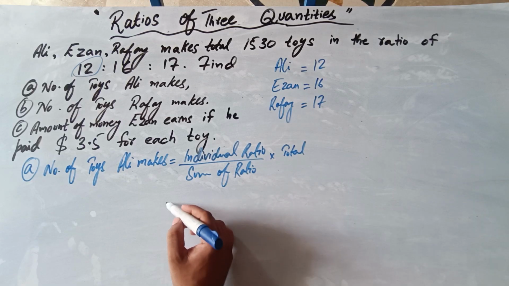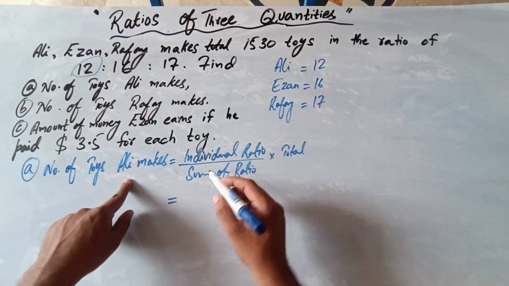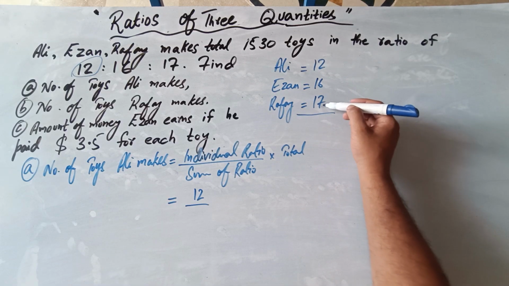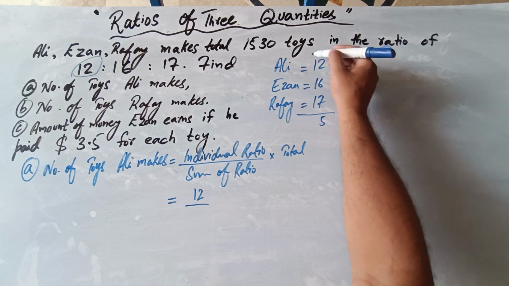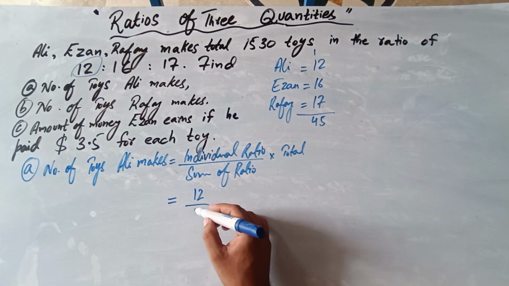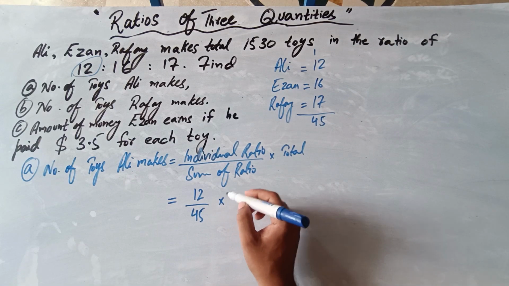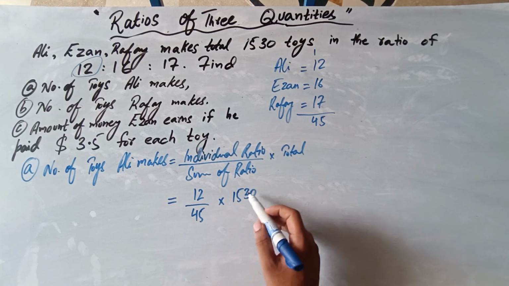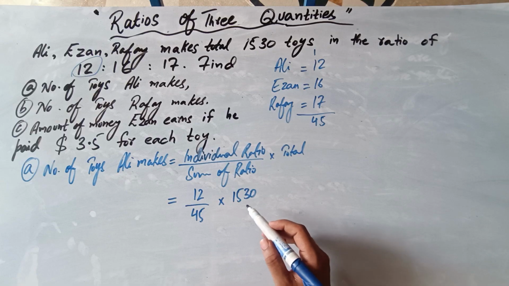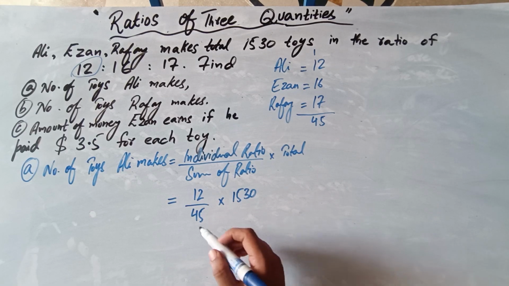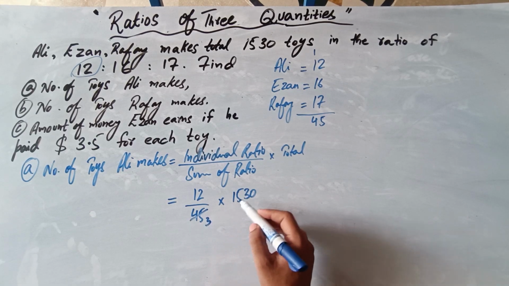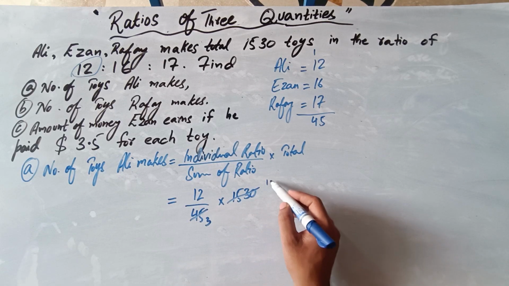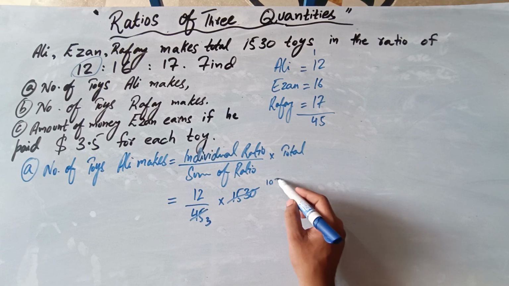Now for Ali, we will use 12, and the sum of ratios would be 12 plus 16 plus 17, which is 45. So 12 over 45 multiplied by the total value 1530. Now we need to simplify them. Let's do the cancellation. 15 times 3 is 45, 15 times 1 is 15, and 0, and 15 times 2 is 30.